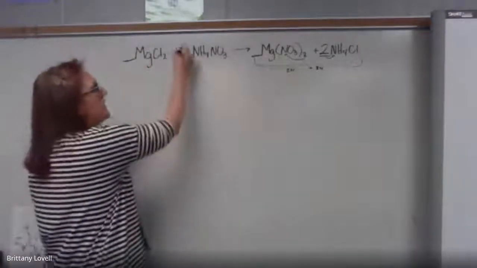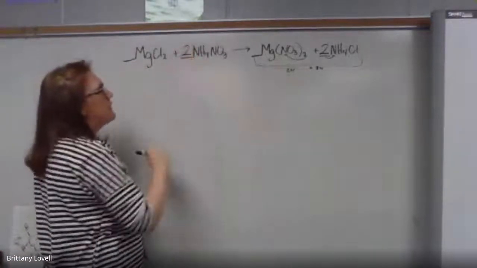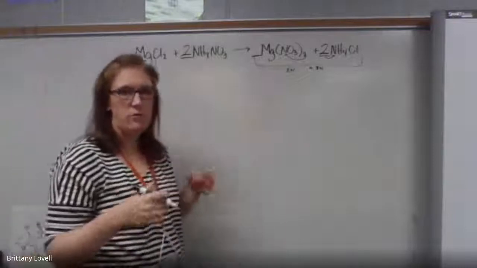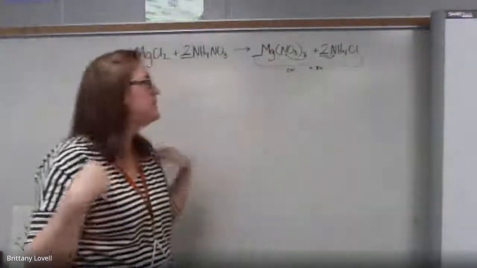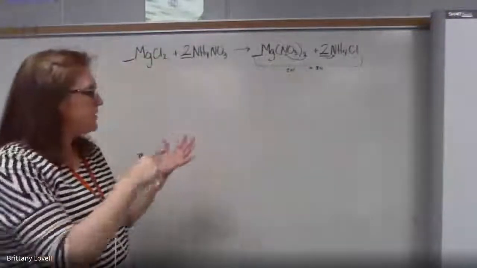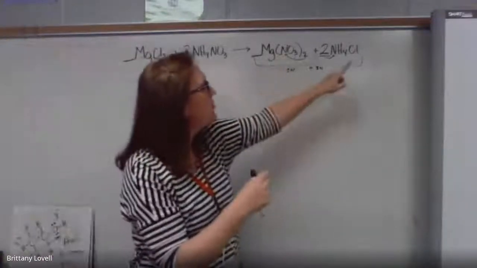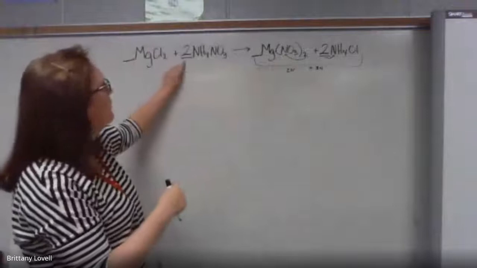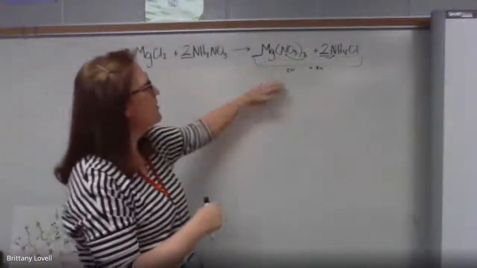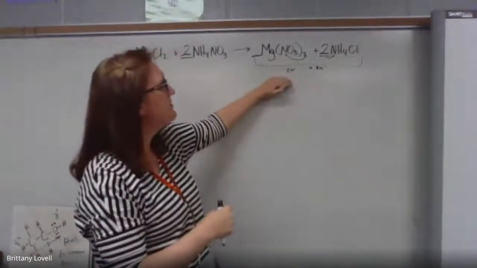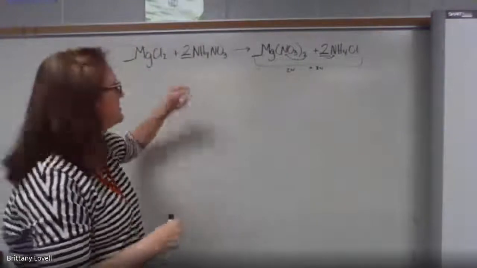Well, the only way I can do that is by putting a coefficient in front of the formula. So I have 2 sets of NH4NO3. Okay, so now my magnesiums are good. I have 2 chlorines and 2 chlorines. I have 4 N's, and over here I have 4 N's. Okay, now let's check our H's.